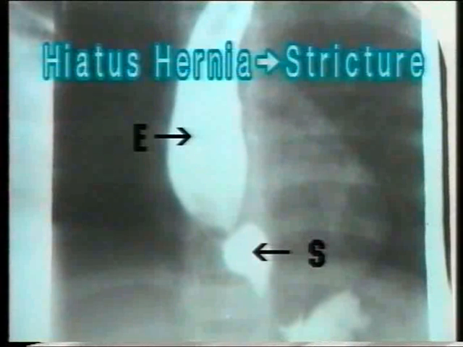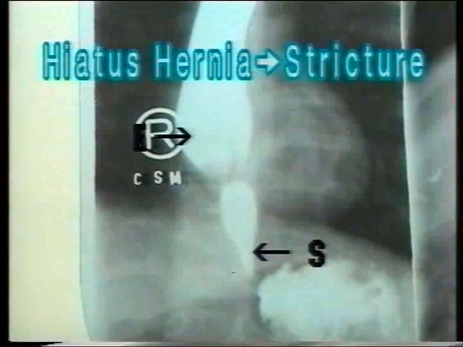Note in this X-ray the stricture at the cardia with dilatation of the proximal esophagus. The cardia is lying in the chest above the diaphragm, and above it the esophagus dilates abruptly.